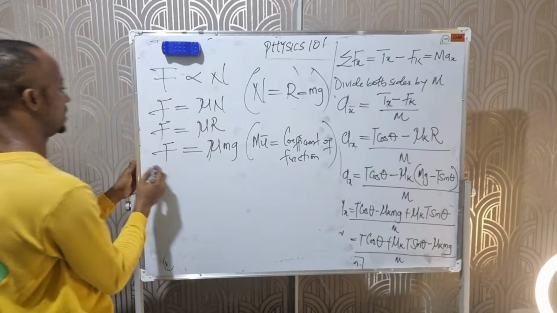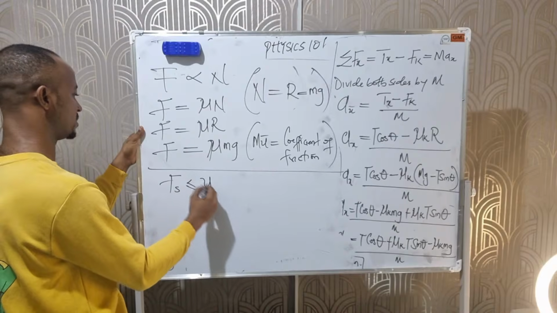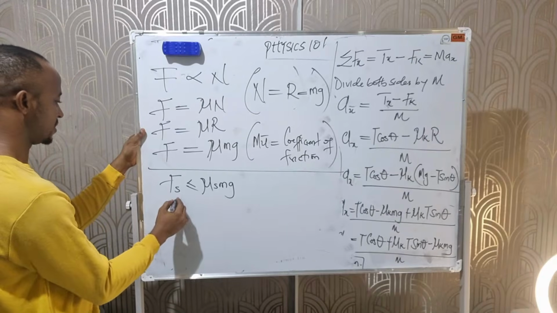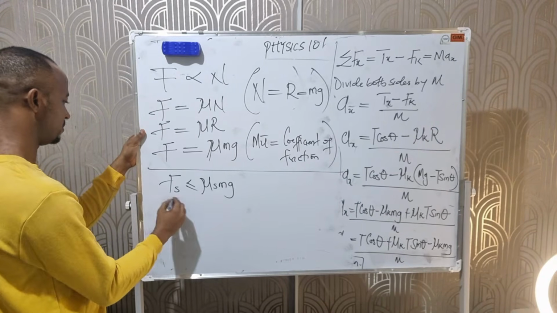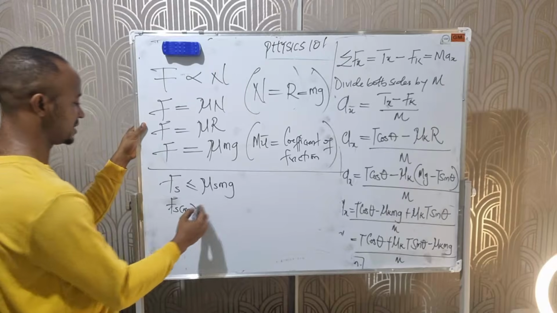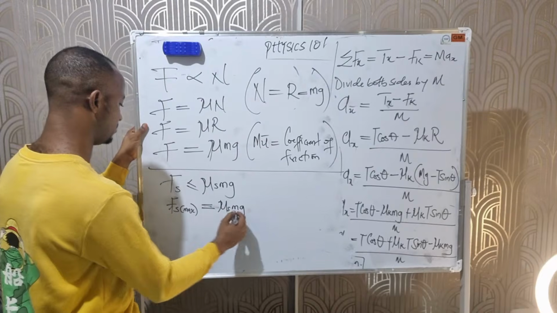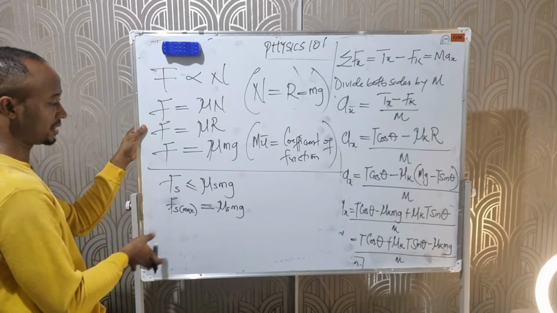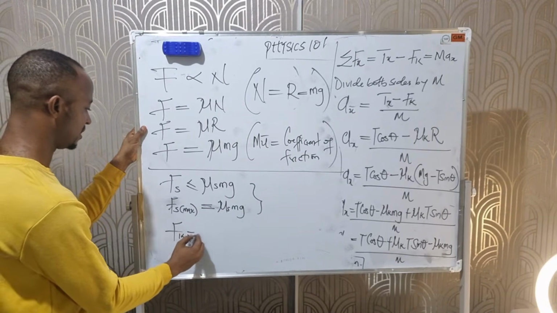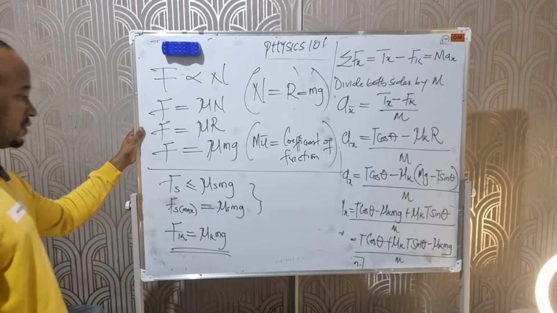So we now define the two types of friction. Static friction is always less than or equal to mu s mg, right? Then when we have maximum static friction, where the applied force equals Fs, we have mu s maximum equals mu s mg. Then the second type of friction, the kinetic frictional force, is always Fk equals mu k mg. Please don't forget this, all right? Mu k mg.